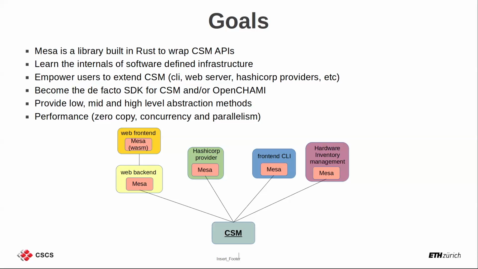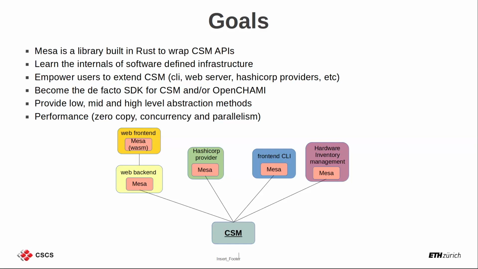Also, we are in talks with OpenCHAMI. They showed interest in using Manta as a CLI for them. So that's another goal. If we achieve that, that would be awesome. Also, with Mesa, we are not trying to hide complexity. Mesa will expose the APIs of CSM at different levels. You have low level and high level functions to do easy operations.